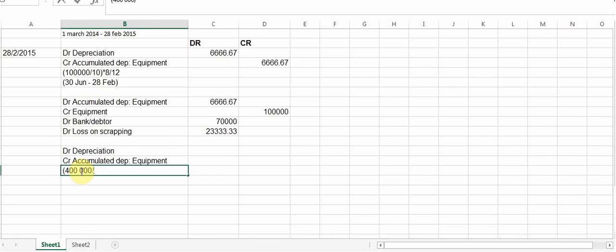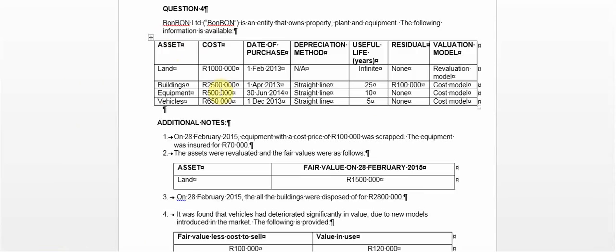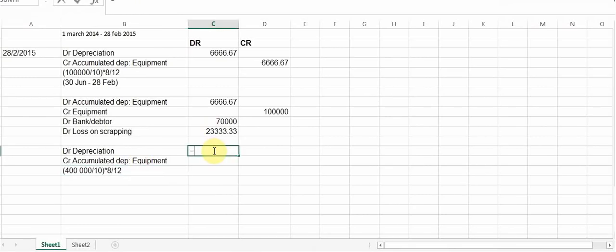So I'm going to take the 400,000 divided by 10, and I've also had this for 8 months because the entire 500,000 rand worth of assets were purchased simultaneously. So they're 8 out of 12, and that gives you a total of 26,666.67. You can also round it to the next rand. They did not give any rounding instructions. So this would be your journal entries in terms of equipment.